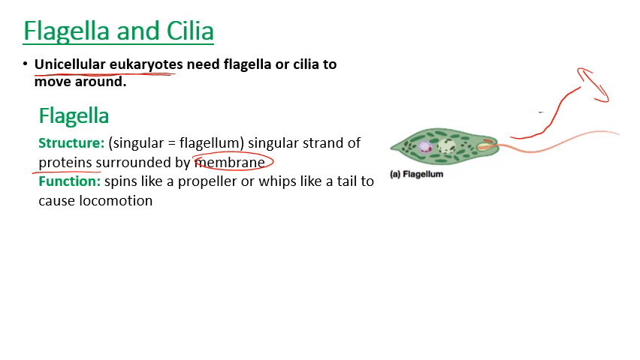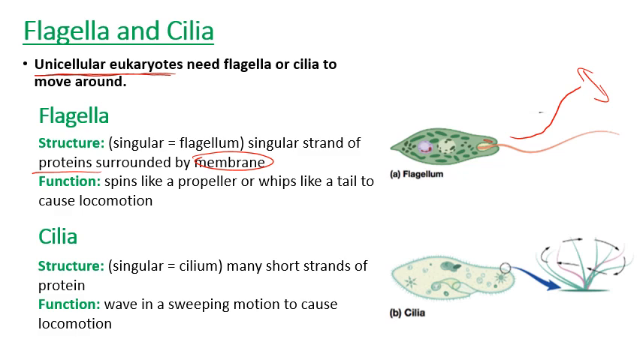Because unicellular organisms, like this little species here, they need to swim through their environment to either catch food or to find light if they have chloroplasts, so that they can survive as best they can. And that's what flagella and cilia do.